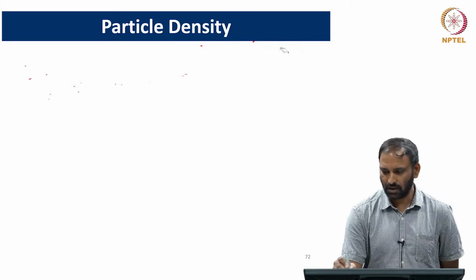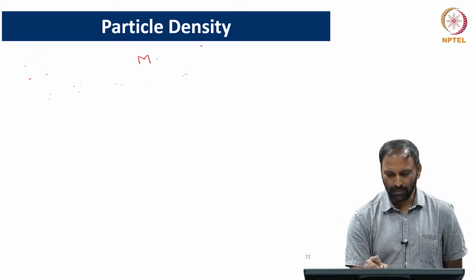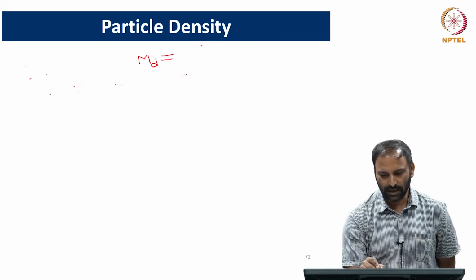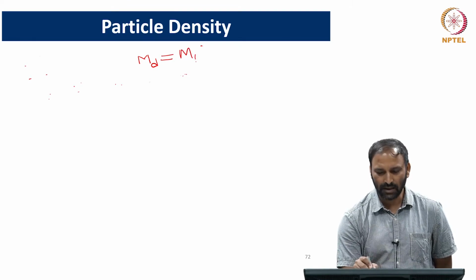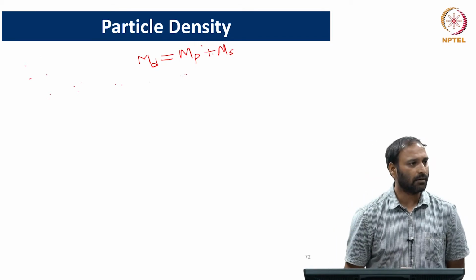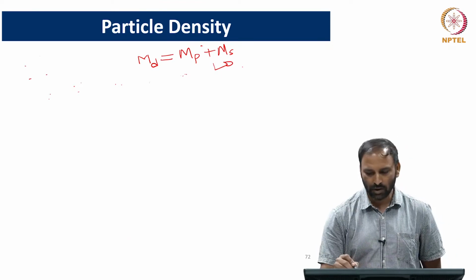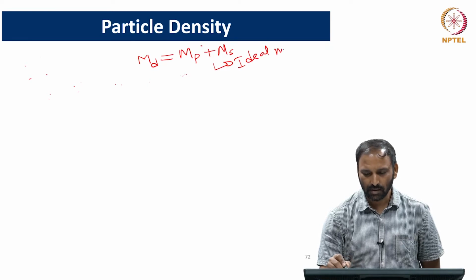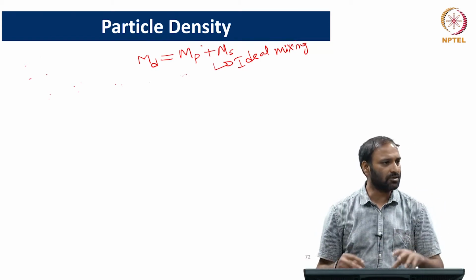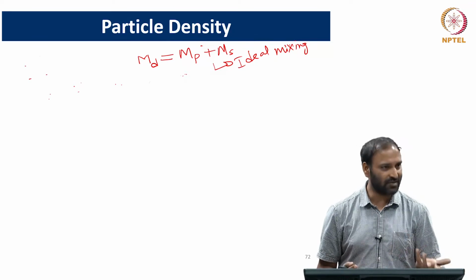Okay, let us think about this. If I have a dispersion, and md is the mass of the dispersion, I can write that as the mass of the particles in the dispersion plus the mass of the solvent. This is only true if I am considering what is called ideal mixing, because you could have cases where I mix two dispersions or two fluids and have a change in the volume as well, or a change in the mass as well.